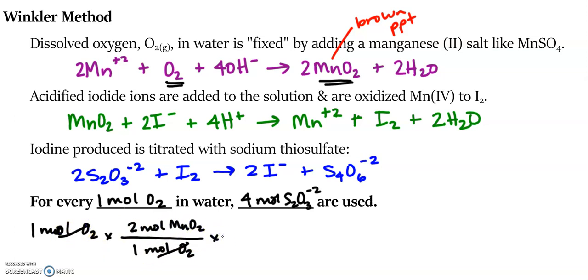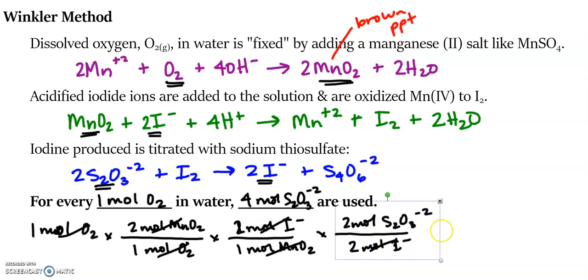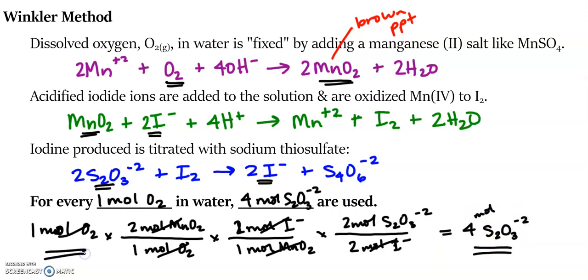Okay, so your moles of oxygen cancel out because then our MnO2 is right here, which we can relate to our I minus. So for every 1 mole of MnO2, there's 2 moles of I minus. And then we can relate our I minus right here to our thiosulfate. So for every 2 moles of this, there's 2 moles of S2O3 2 minus. So we've got 1 times 2 times 2 times 2 divided by 2, which gives us 4 moles S2O3 2 minus. So that's that 4-to-1 for oxygen.